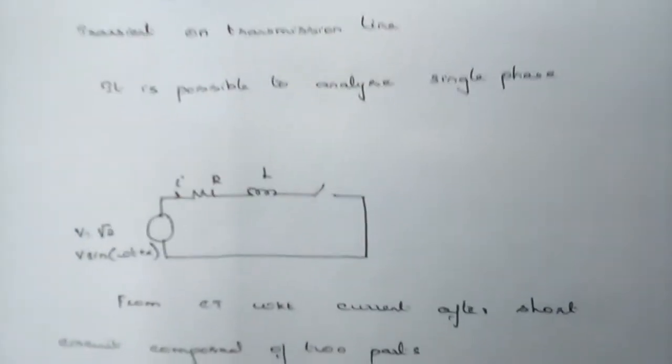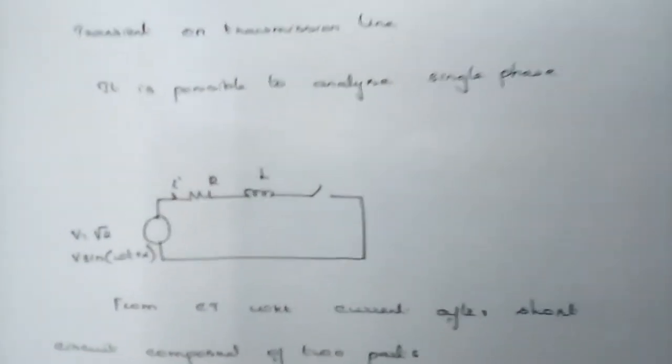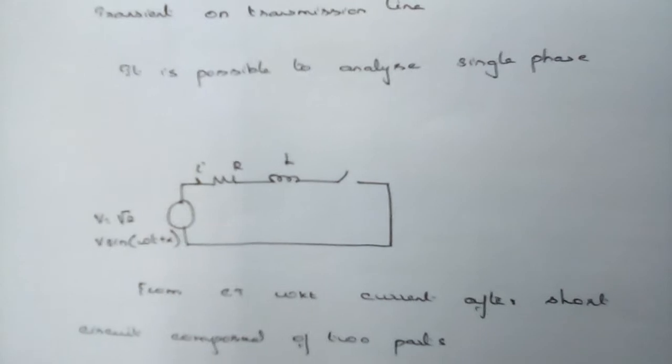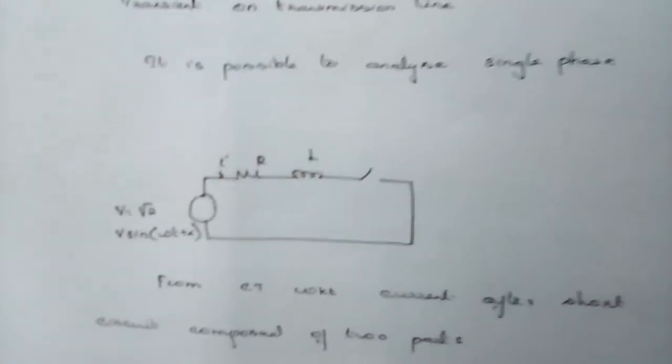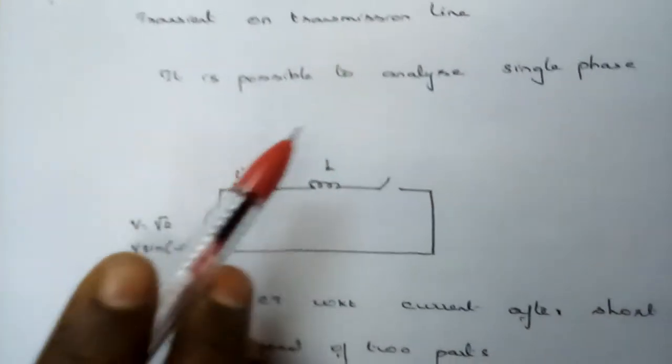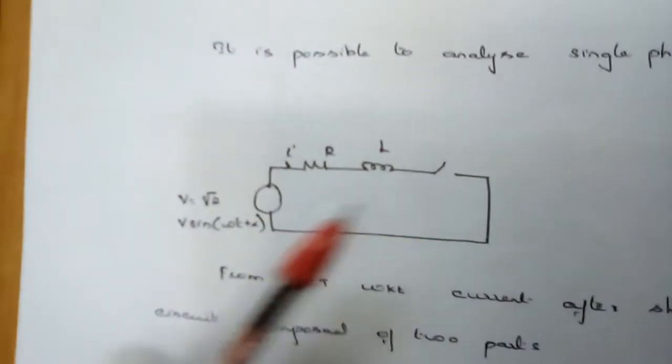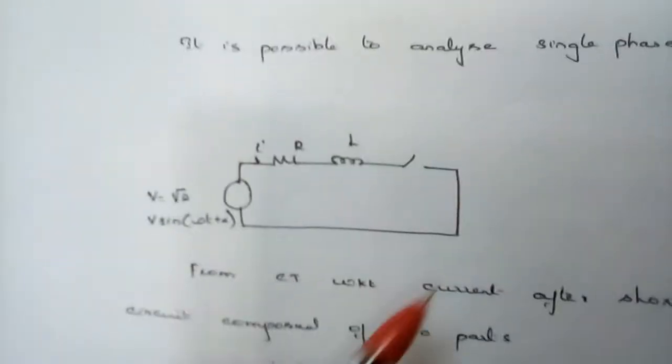Already, we have discussed the transient in the case of the asynchronous machine, the asynchronous generator. And there we have discussed what is meant by the transient, subtransient reactance, transient reactance, etc. Here, we are going to analyze the transient in the transmission line by considering a single phase. If we consider a single phase, the transient will be in such a manner.